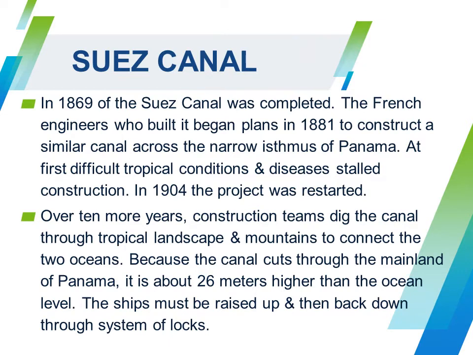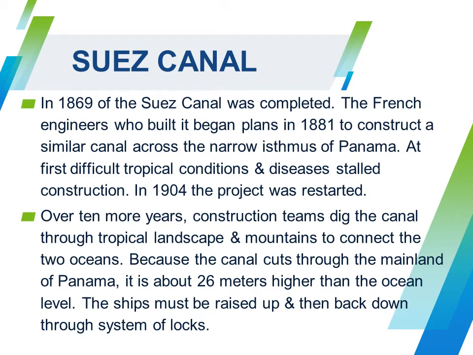In 1869 the Suez Canal was completed. The French engineers who built it began plans in 1881 to construct a similar canal across the narrow isthmus of Panama. At first, difficult tropical conditions and diseases stalled it. That means it stopped the construction. But then it was restarted again in 1904. Over 10 more years, construction teams dug the canal through the tropical landscape and mountains to connect the two oceans. So it is the two oceans, that is the Atlantic and the Pacific Ocean. So these two oceans got connected with each other with the help of this canal.